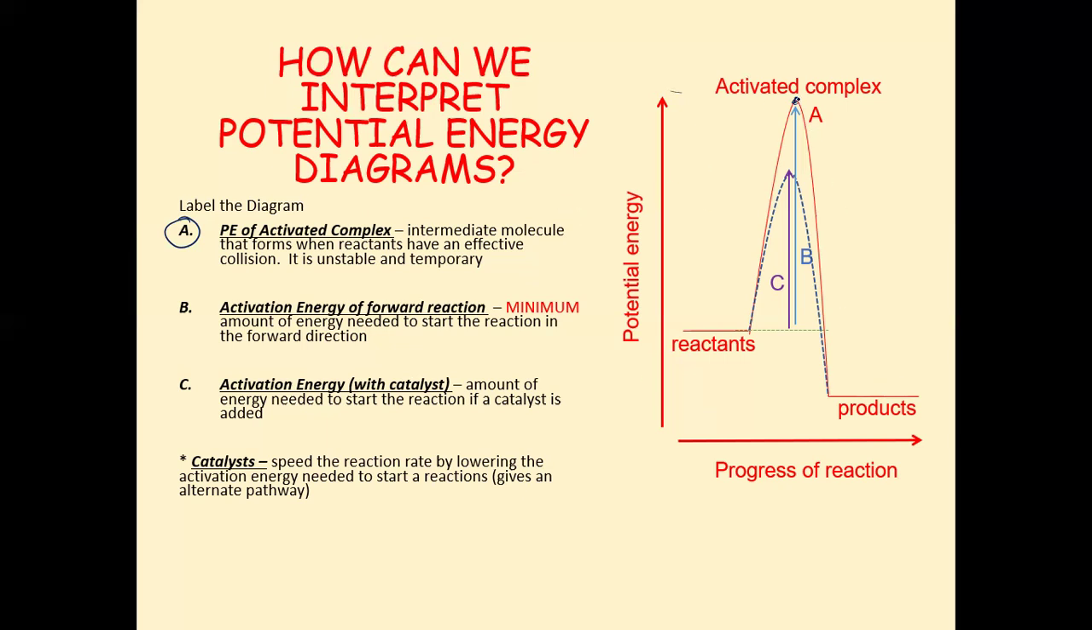So what does activated complex mean to us? It is the intermediate molecule that forms when reactants have an effective collision. It is unstable and temporary. Listen, this is a chemical reaction, right? So now, this is quite microscopic, and you need to understand it. We have the reactants. Let's assume that these are the particles of the reactants, and now we have the products.